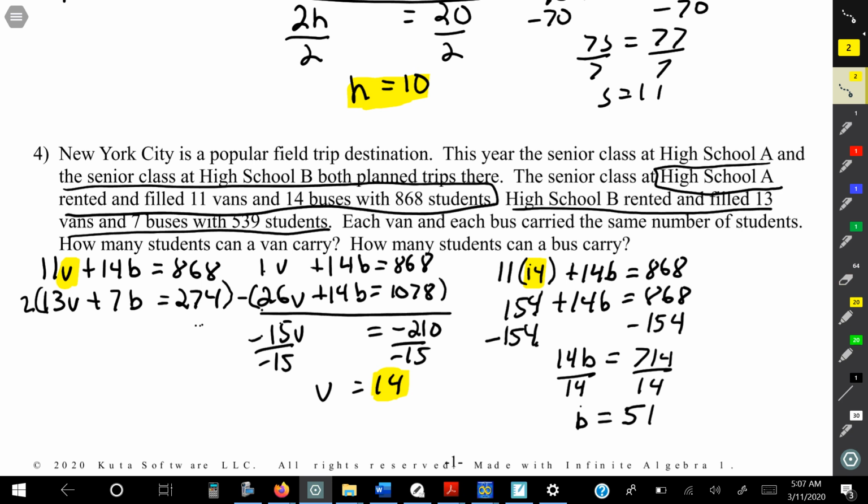Okay, now I'm going to take it to the last step here. The last one is what happens if you can't multiply one equation by one number to get the same number. So I'm going to show you what to do in that situation.